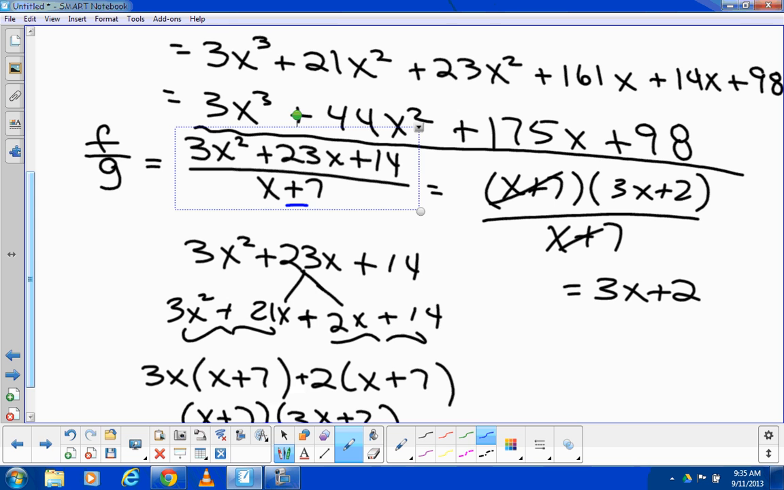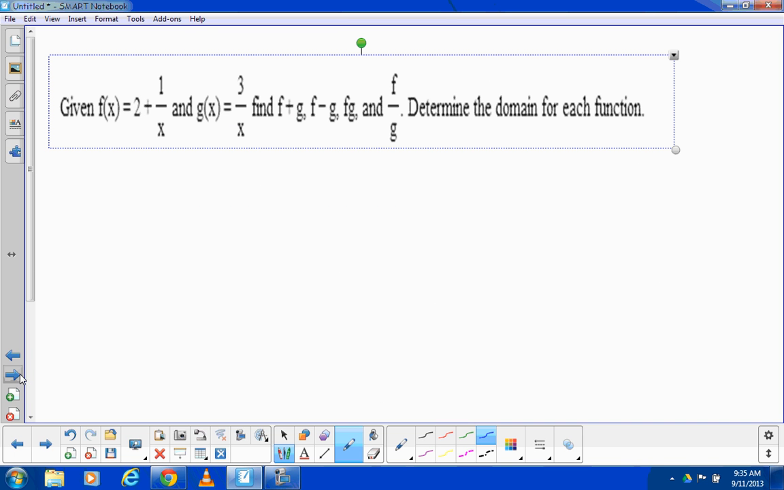Now, let's get the one there that's really, really challenging. Ah, yeah. That's going to be fun. Try to control your enthusiasm here.